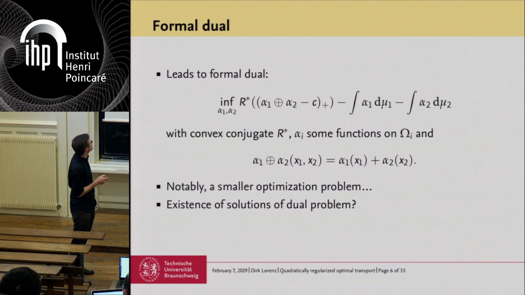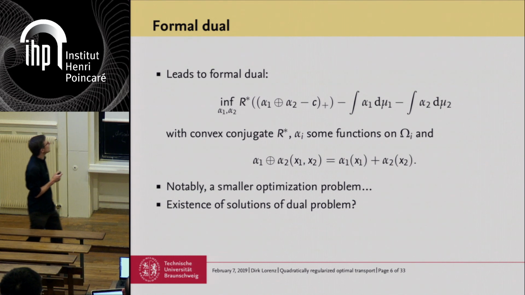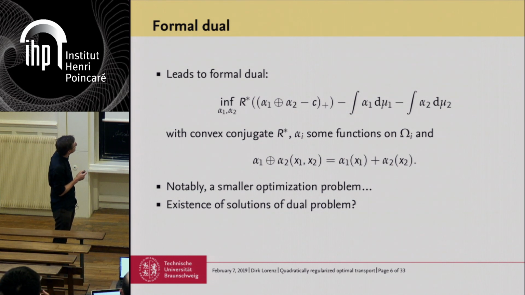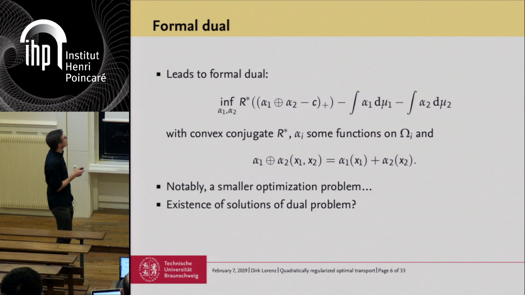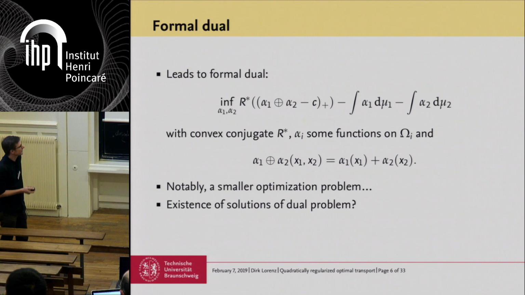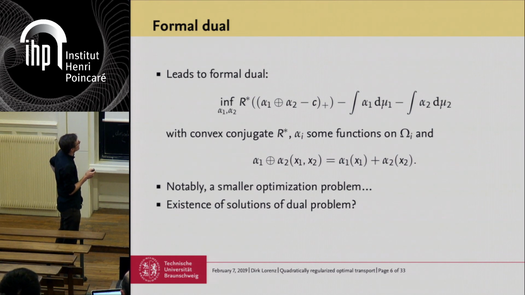If we now move to the dual problem, the formal dual, it looks like this. We get the dual function of the regularizer. And in this function, we have something kind of weird. This is kind of an outer sum. The alpha 1 and alpha 2 are just two functions on the marginal domains. And if we evaluate this outer sum on x1 and x2, we just take alpha 1 of x1 plus alpha 2 of x2. So it's like the tensor product, but it's not a product; it's a tensor sum or an outer sum. And then we have to subtract alpha 1 times the one marginal and alpha 2 times the other marginal.